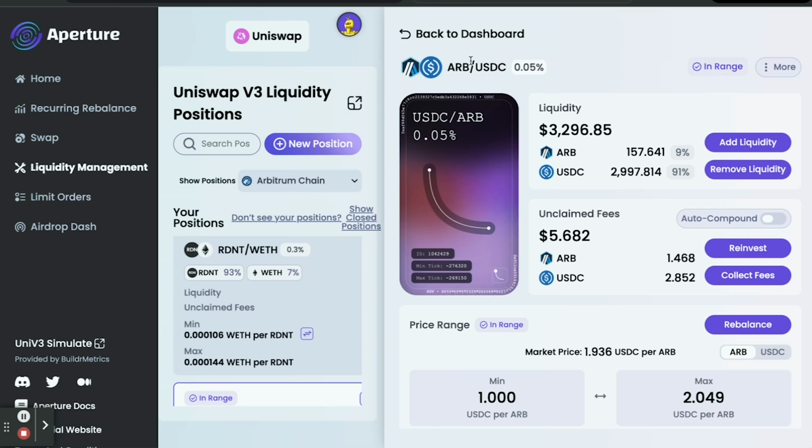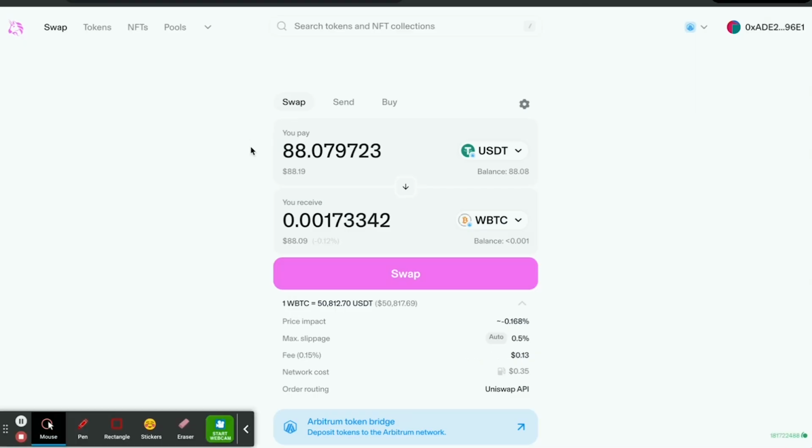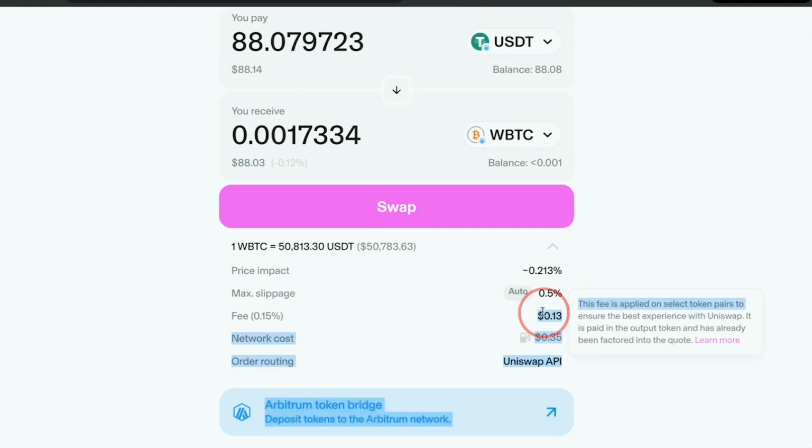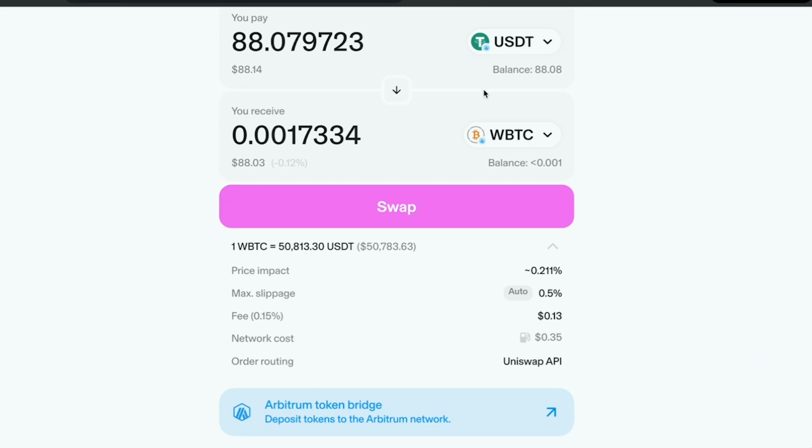So what I want to show you here is, obviously I'm in a pool here, ARB USDC. If somebody wants to buy some ARB or buy some USDC, normally they would go to a decentralized exchange. So for this example, I'll just use, I want to buy some wrapped Bitcoin. If I do this, I pay $88 for $88 of wrapped Bitcoin, but you can see that this is $88.14, and this is $88.03. Where did that money go? You zoom into here, you can see that, hey, there's a fee. It's 13 cents. If I provide liquidity to this exact pool and people are swapping from USDT to wrapped Bitcoin or doing whatever they do, I get paid that.